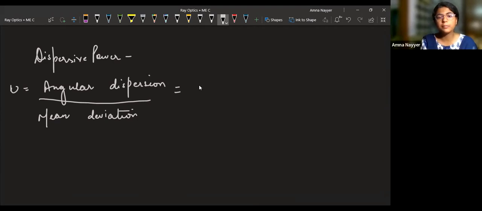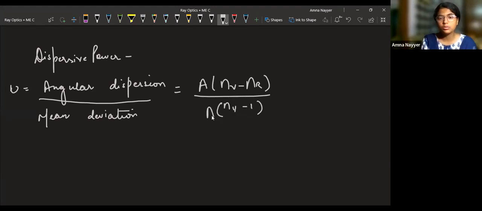Angular dispersion can be written as A into (nV minus nR). And mean deviation can be written as (n yellow minus 1) into A. From here, A gets cancelled. You get the formula of dispersive power, which is represented again by omega, as (nV minus nR) divided by (n yellow minus 1).